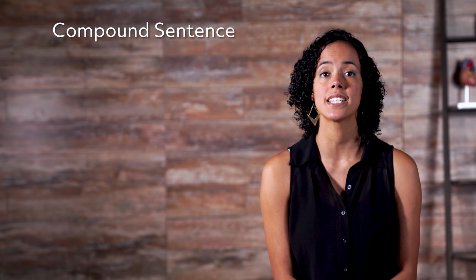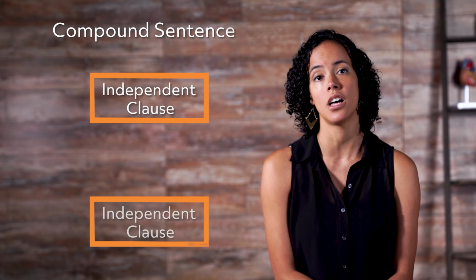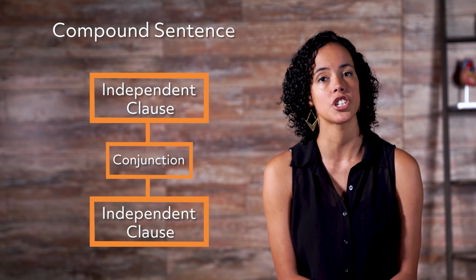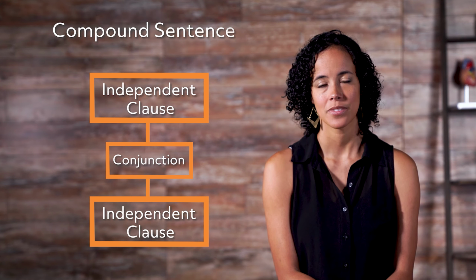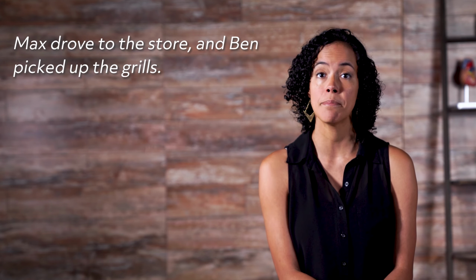A compound sentence consists of two independent clauses joined together by a conjunction. Here's an example. Max drove to the store and Ben picked up the grills. Note that there are two independent clauses here that could stand alone as sentences. You could just as easily write, Max drove to the store. Ben picked up the grills. But we've joined these two independent clauses together by using the conjunction and.